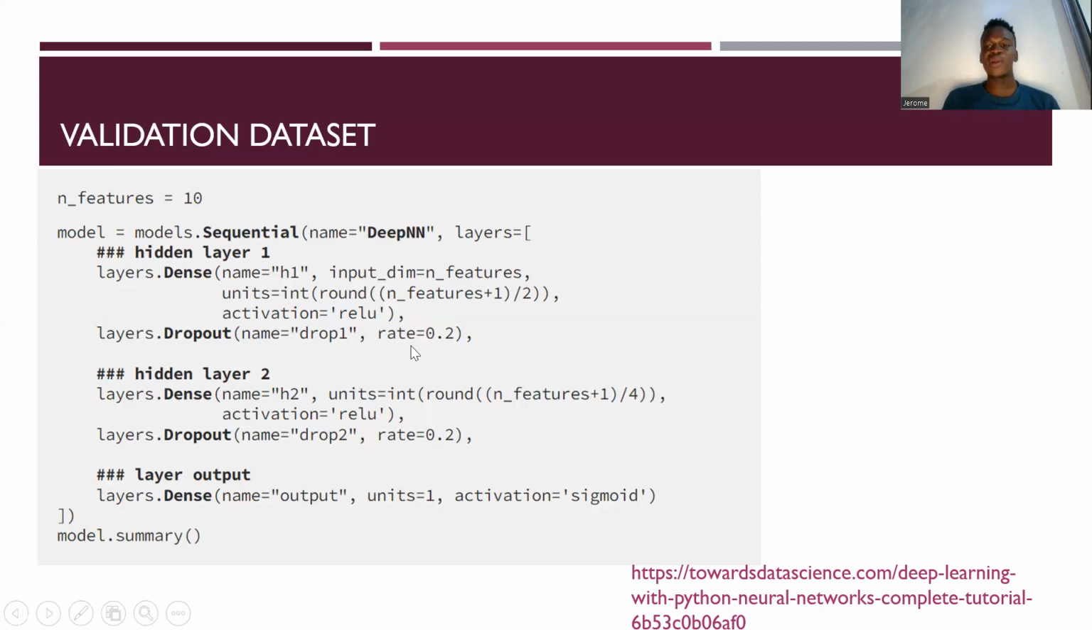So every time we use our validation set, we can change these hyperparameters. For example, with the learning rate, we can decrement it or increment it so that we can achieve the best model. So that's basically it for the validation data set.